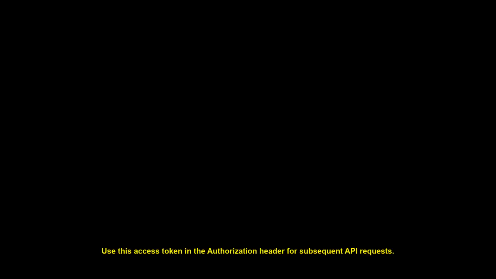Use this access token in the authorization header for subsequent API requests. Remember to monitor the token's expiration and handle refresh tokens as necessary. By following these steps, you can successfully authorize with the Jira Cloud API using OAuth 2.0. Always refer to the official documentation for any updates or changes to the process.